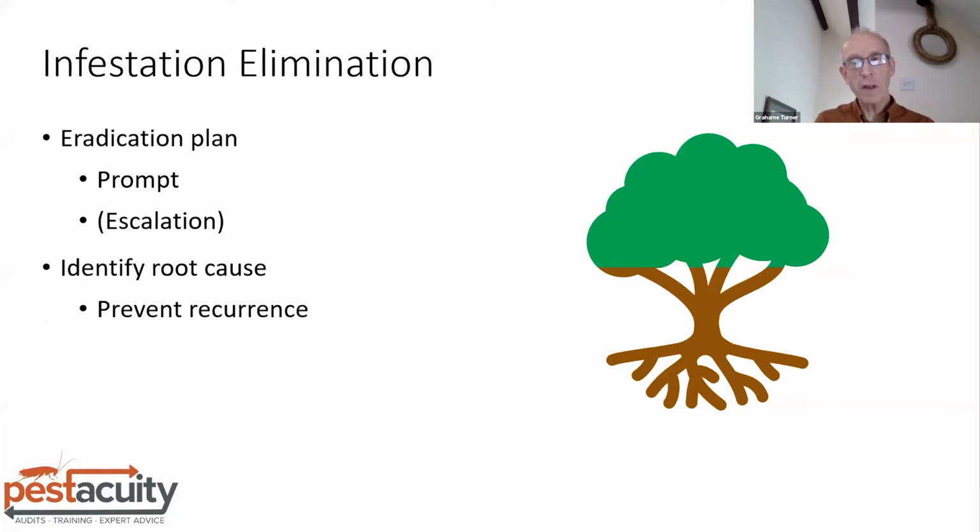Infestation elimination. If there is an infestation, then there must be an eradication plan to eliminate it promptly. So it's a case of drawing up a plan. You get an infestation, you decide how you're going to control it, you communicate that to the customer. And if for some reason it's not controlled within your expected timescale, then it needs to be escalated up to somebody more senior in the pest control company and in the customer's company.